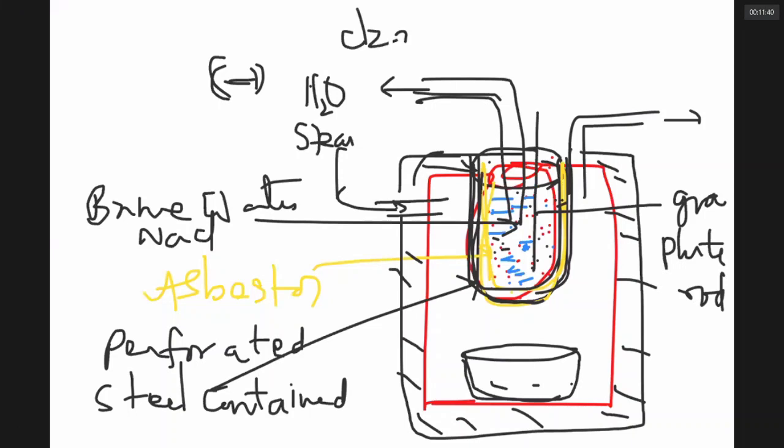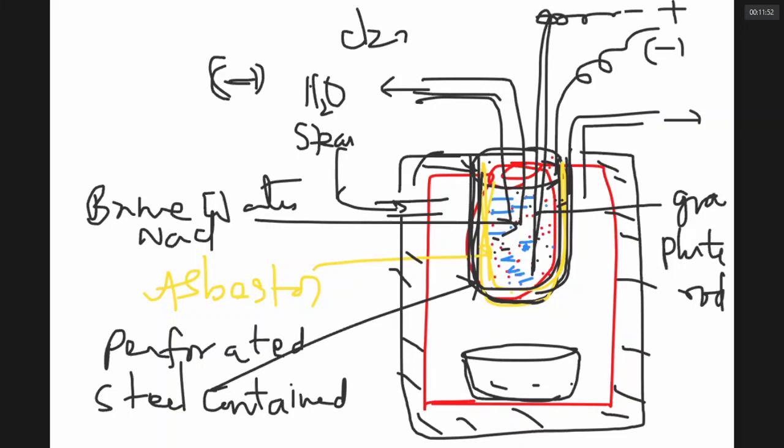Through this opening, the chlorine gas is coming. Please notice here you kept a graphite rod. I made it thin. Notice that the steel container itself is acting as cathode. The graphite rod is acting as anode. So at nearby anode, you are getting chlorine gas from this.